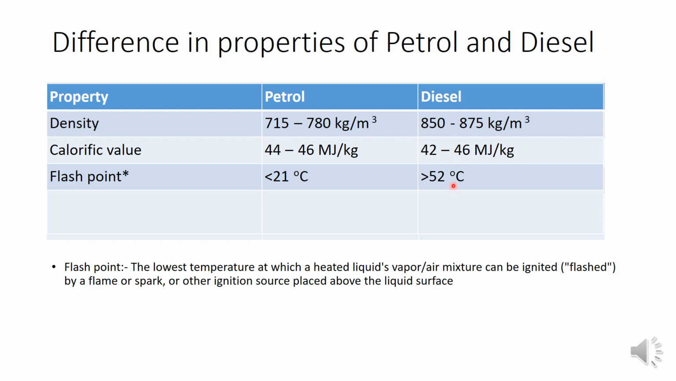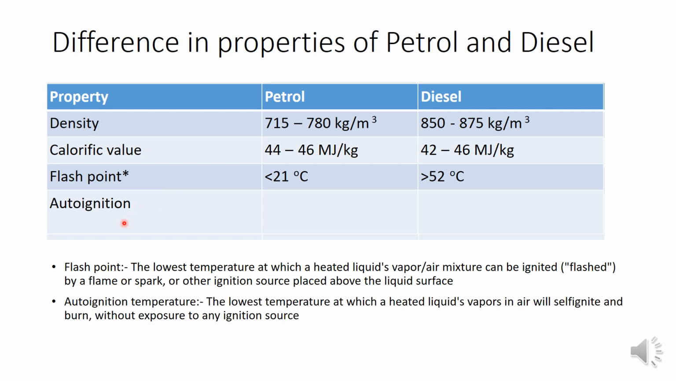So what is the meaning of that? Even if you take diesel at room temperature, normally around 30 or 32 degrees, and you place a flame or a spark in diesel, it will not burn that easily, because its flash point is 52 degrees Celsius. But on the other hand, if you take petrol at room temperature and light it with a flame or a spark, it will ignite immediately because its flash point is very low. So that is another important property of petrol and diesel, flash point.